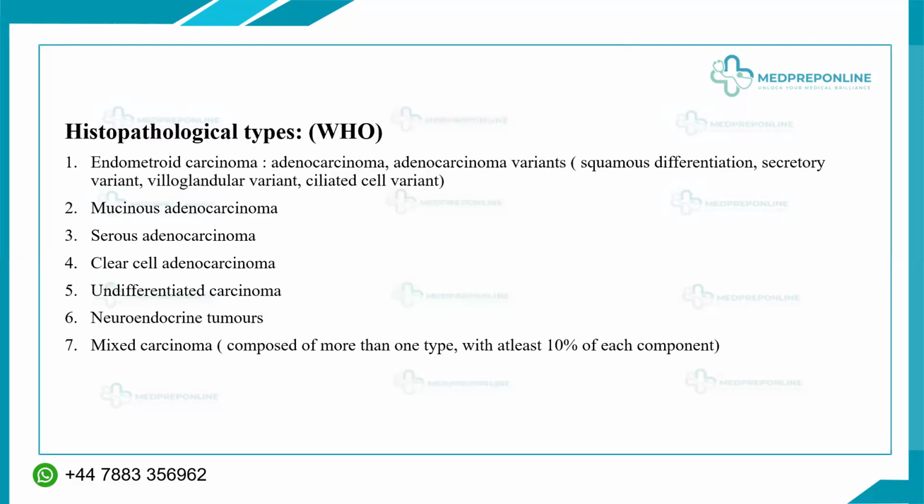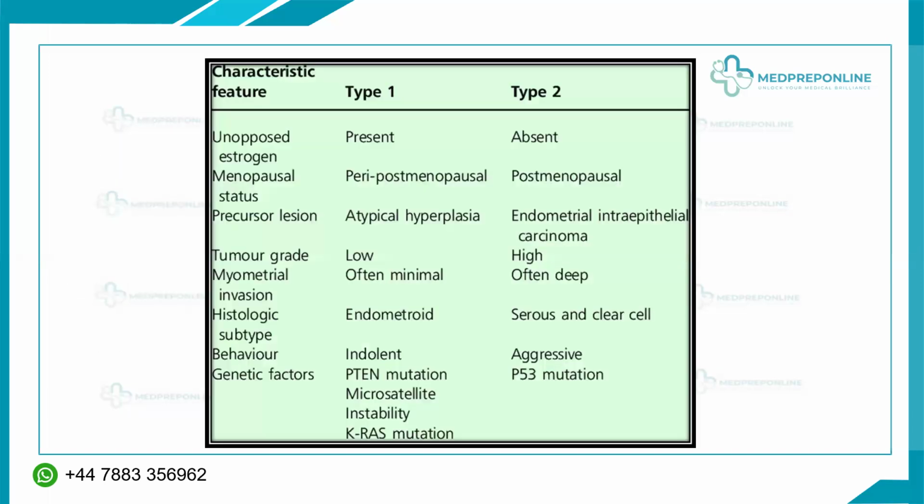Now coming to histological types. So WHO histopathological types, these are 7. So endometrioid carcinoma, as we saw, the most common, the adenocarcinomas, mucinous type, serous type, clear cell adenocarcinomas, undifferentiated carcinomas, neuroendocrine tumors, as well as mixed carcinomas. Mixed carcinomas are composed of more than one type, and they have at least 10% of each component.